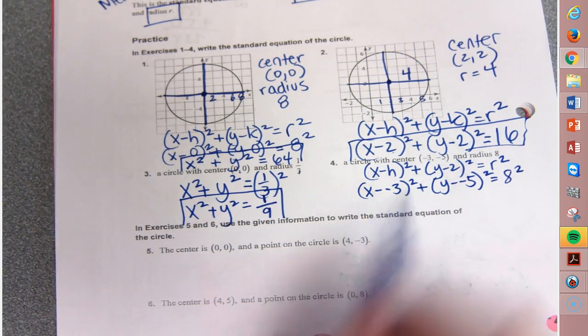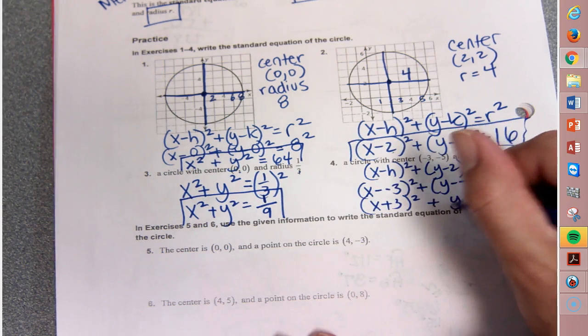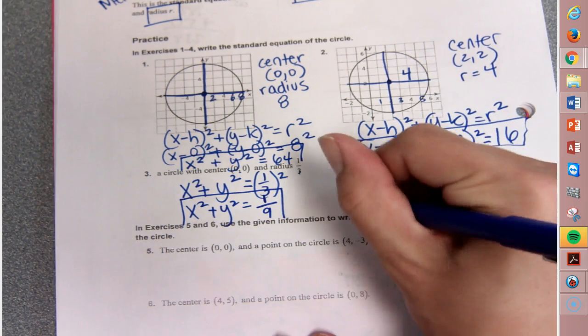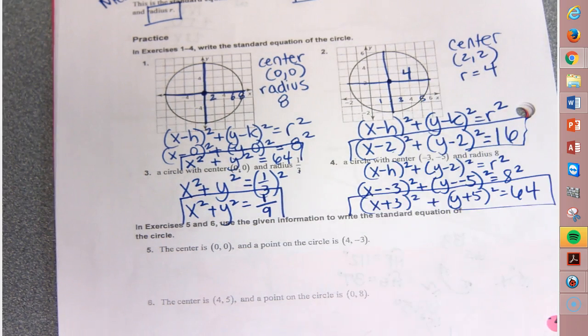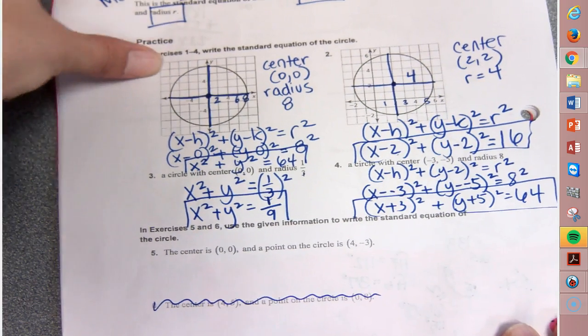So the only thing we can do here is the two negatives make a positive. And then 8 squared is 64. Okay, we're going to do number 5. We just need one example here.